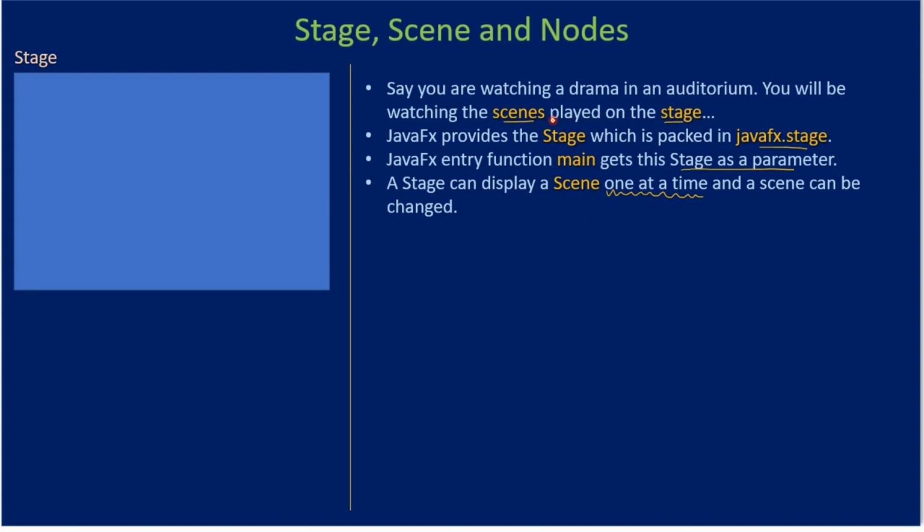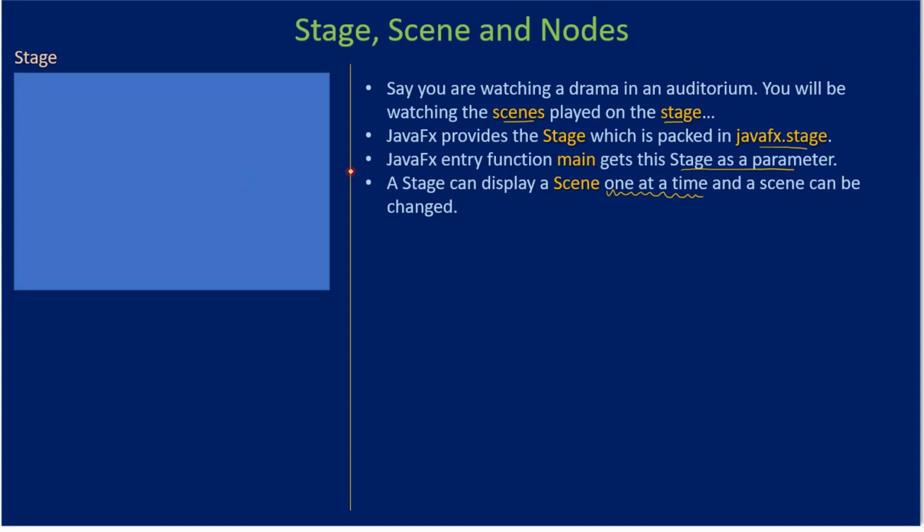Here in the very first point itself we talked about scene and stage, right? You are sitting at your seat and looking at the stage performance. In the stage performance there is a person coming and doing mimicry, so that will be the scene. The person is on the stage, and the person and all his helpers contribute to the scene. So a stage, let's come back to JavaFX, can display a scene one at a time. That means there will be only one scene played at a given time, but the scene can be changed. Once the scene is played, you can exchange it with a different scene.